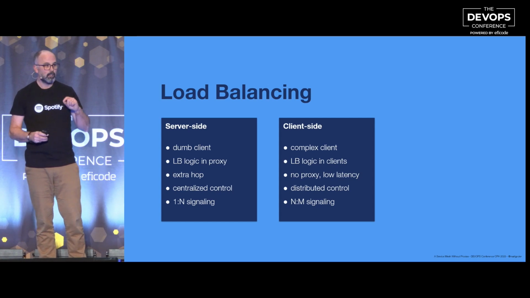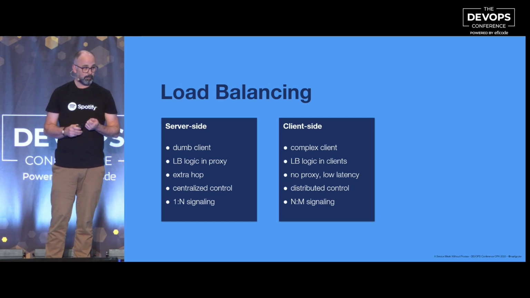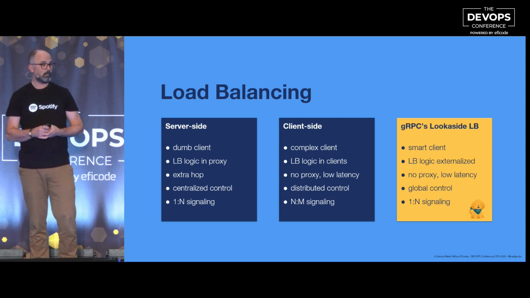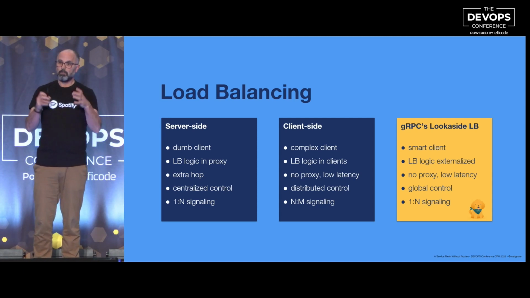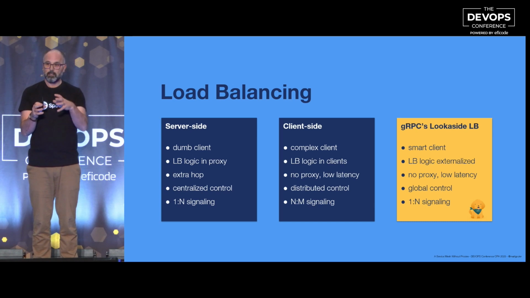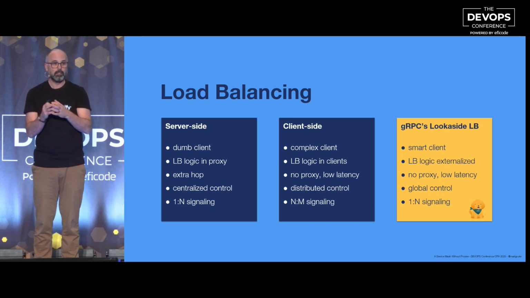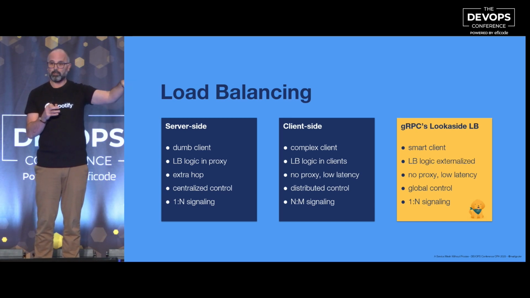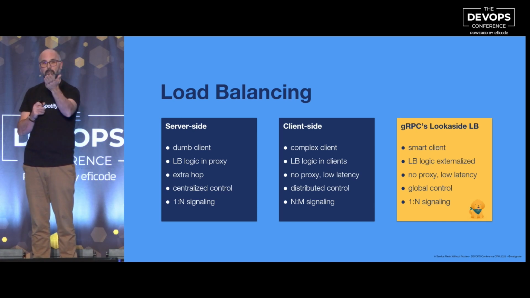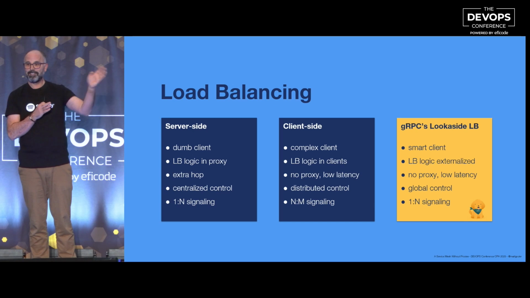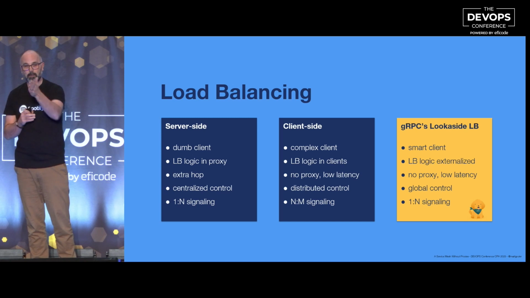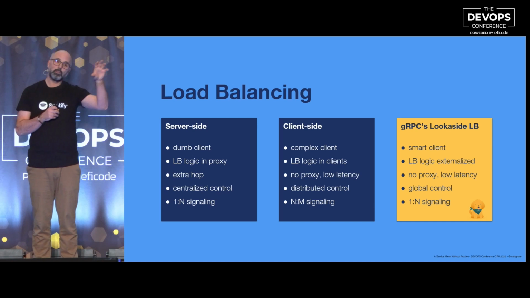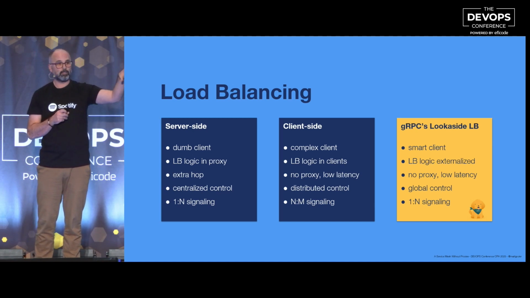A few years ago, we started using gRPC at Spotify, and gRPC has a third way to do load balancing. It's called look-aside load balancing. You start out with a client-side load balancer. You kind of extract all the logic needed to make routing decisions and move that into an external component, the look-aside load balancer. Then when the client makes a request to the service, it looks aside, out of band, to that load balancer to get a list of instances that it can call, and then it makes a direct connection.